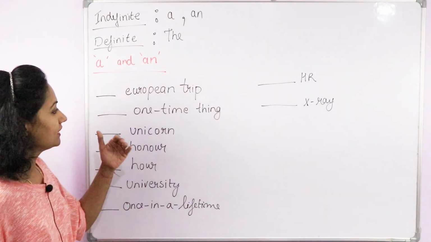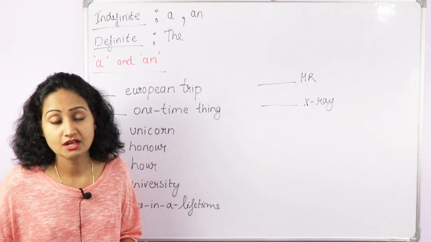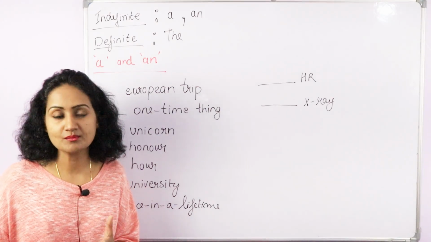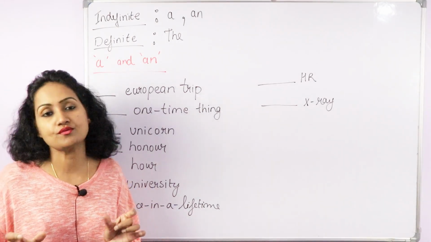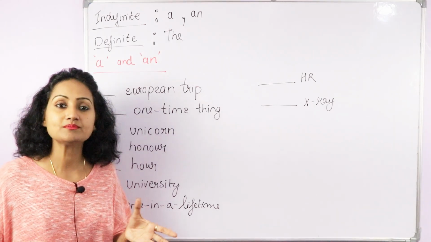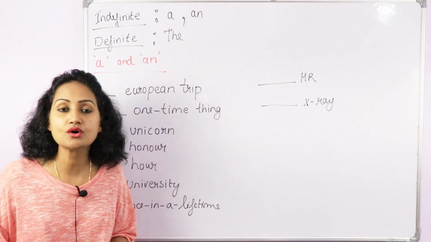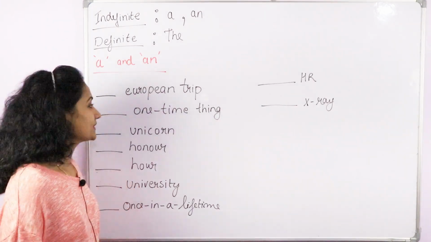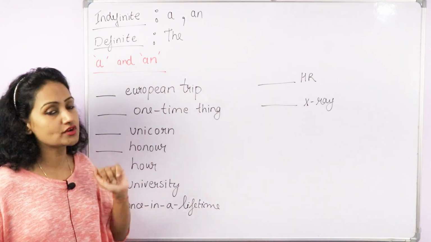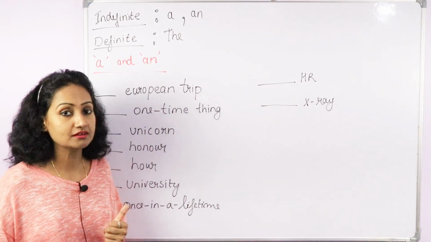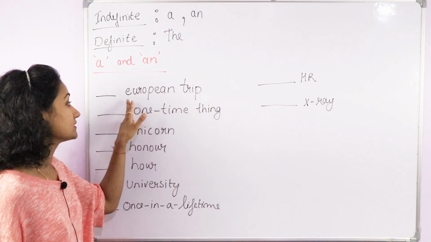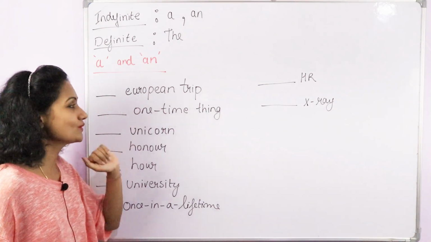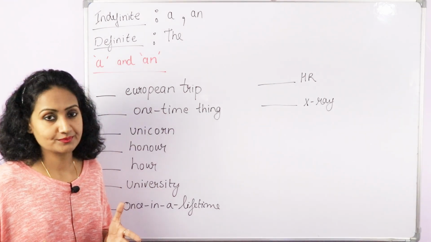Now sometimes people tend to get confused when they come across a word that starts with a vowel but has the sound of a consonant. At that time people get confused whether we have to use a or an. So let's understand this with some examples. First is European trip. So what do you think, what should come here? Since it's starting with a vowel, E, should I put an over here or a?